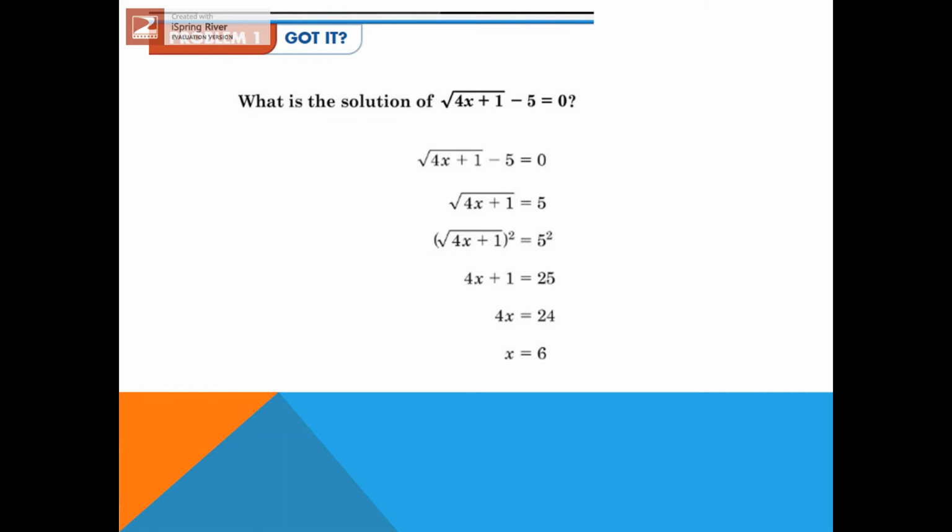What is 5 squared? Yes, and that is 25. 4x plus 1 is equal to 25. Now, we need to make the variable alone. So we need to transfer positive 1 to the other side of the equation. So 4x is equal to 25 minus 1, which is, very good, 24. Now we have 4x equals 24. Simplify, divide both sides by 4. 24 divided by 4 is x equals 6. Very good.